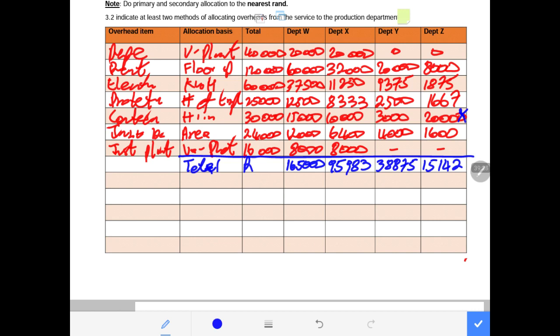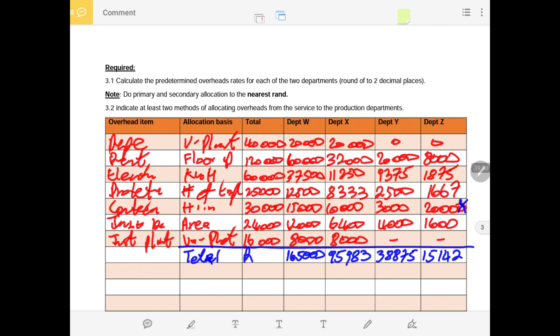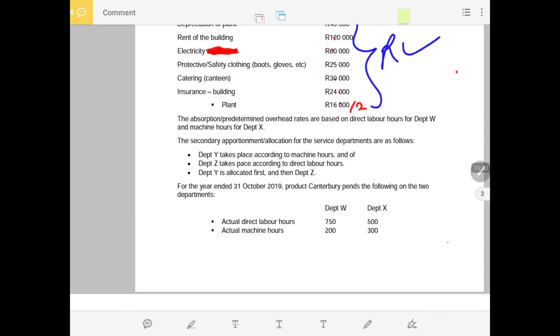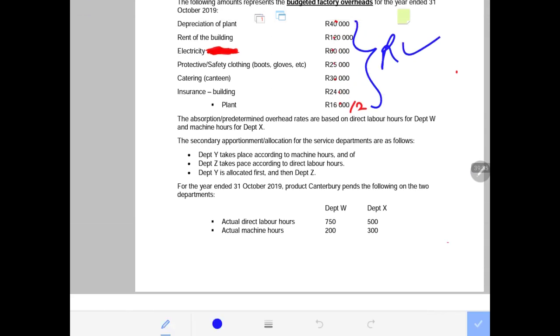Then now we do secondary allocation, and we are told that our secondary allocation, or apportionment, is done for the service department according to department Y. What do we use? Machine hours. Department Z, what do we use? Direct labor hours. Who is to be allocated first? Y. Y is using which base? Y is using machine hours.